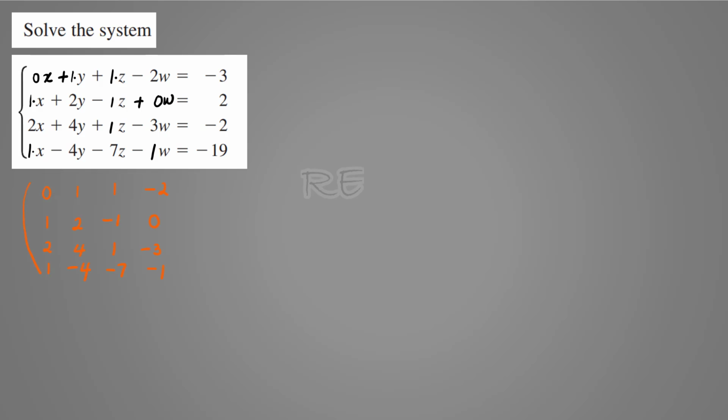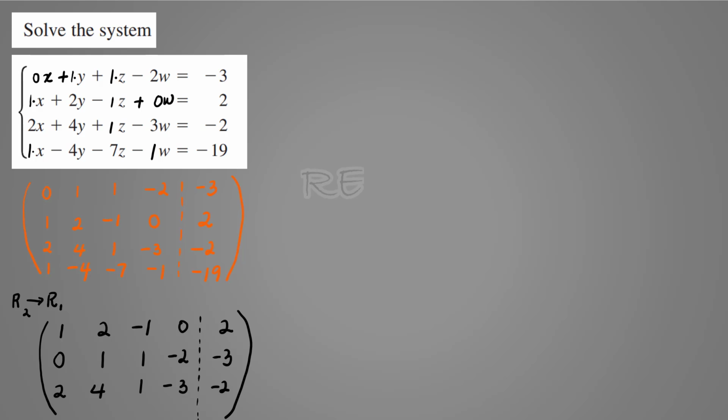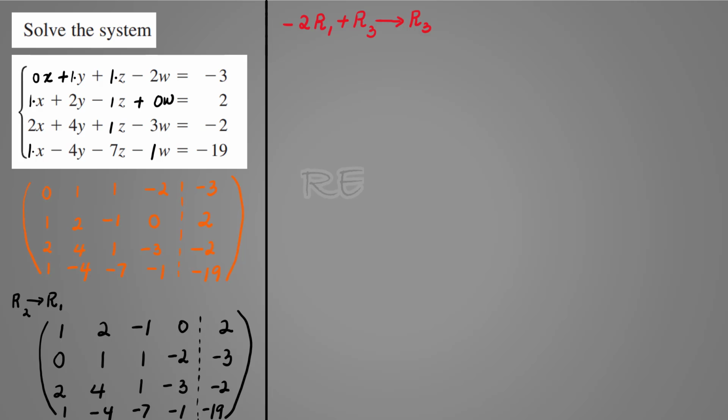First column 0, 1, 2, 1. Second column 1, 2, 4, negative 4, and so on and so forth. Elementary row operation. We're going to move R2 to R1. 1, 2, negative 1, 0, 2. 0, 1, 1, negative 2, negative 3. And we will just rewrite R3 and R4.